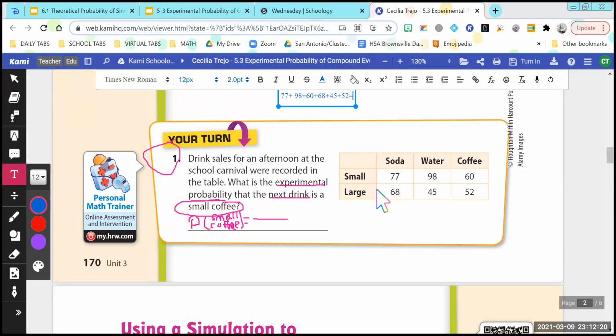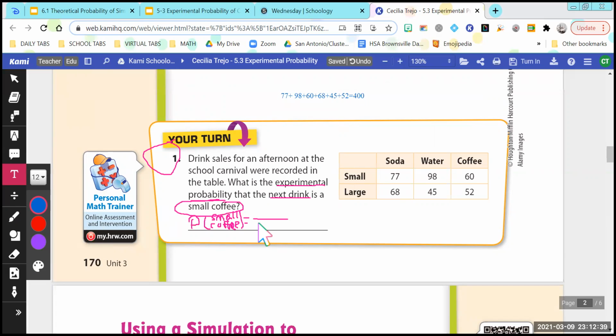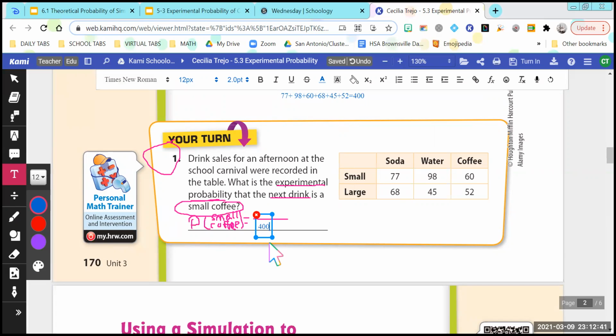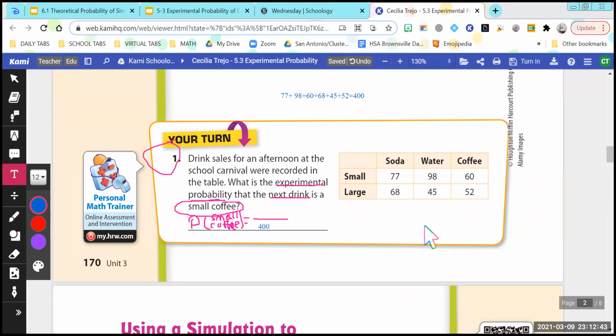So I should have six numbers because there were six different options. 1, 2, 3, 4, 5, 6. Absolutely, I do. And what do we get when we add up all of those together? I believe the sum is 400. So that's our total number of outcomes, and that's our denominator. I'm going to go back over here and put it here. So they had 400 different drink orders from this carnival.